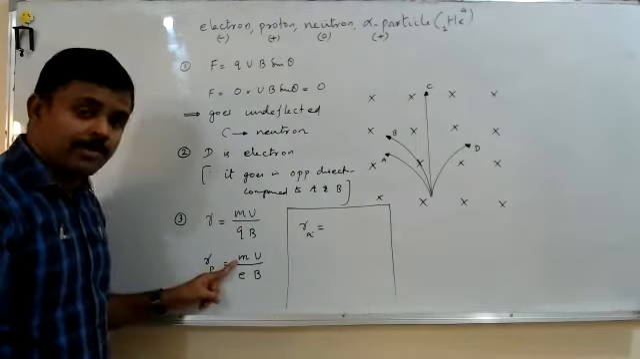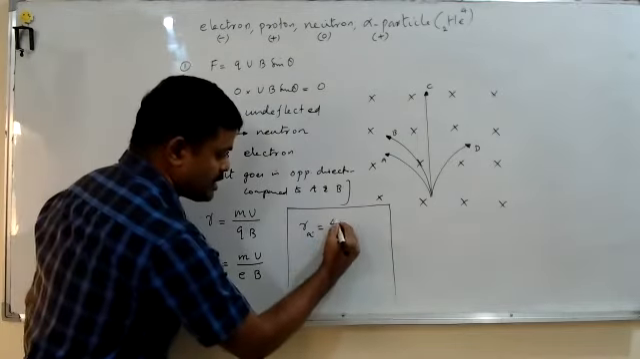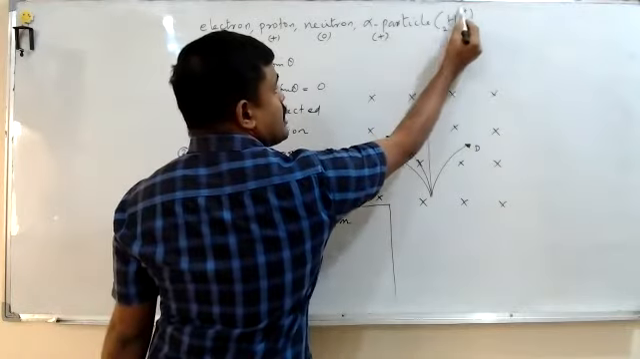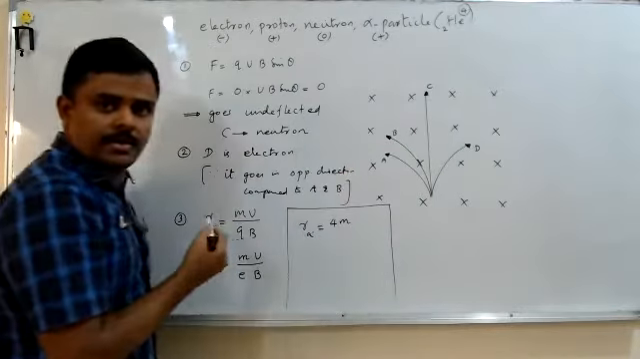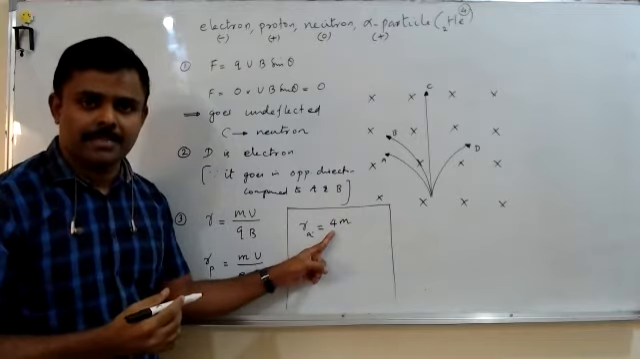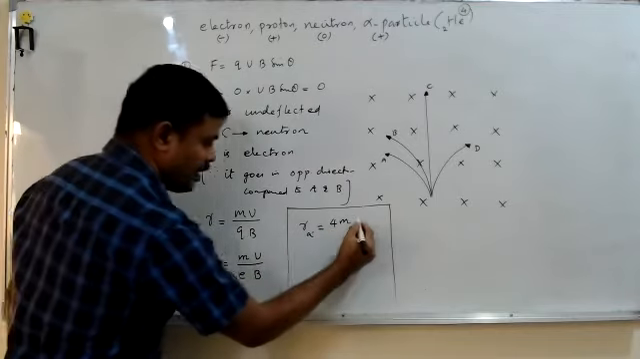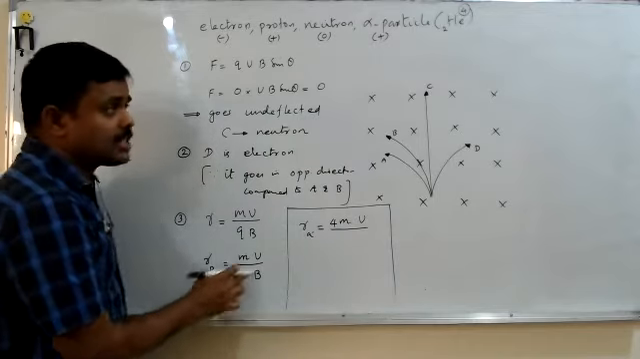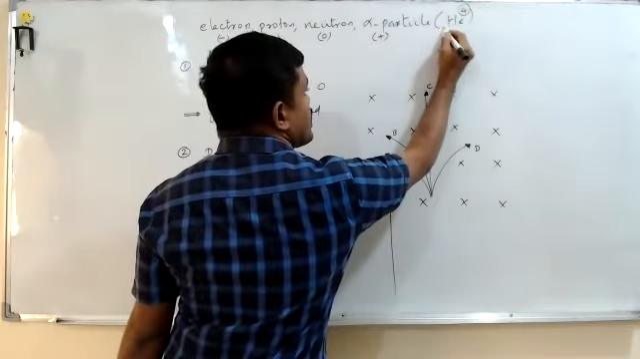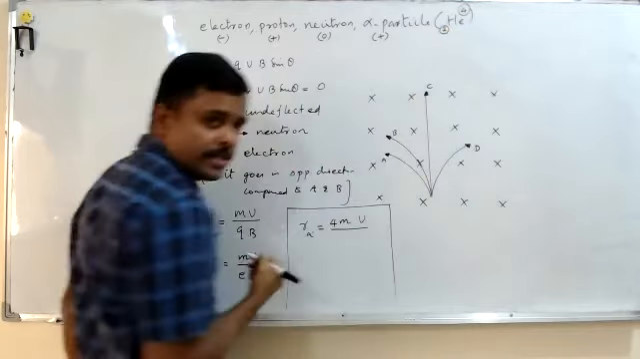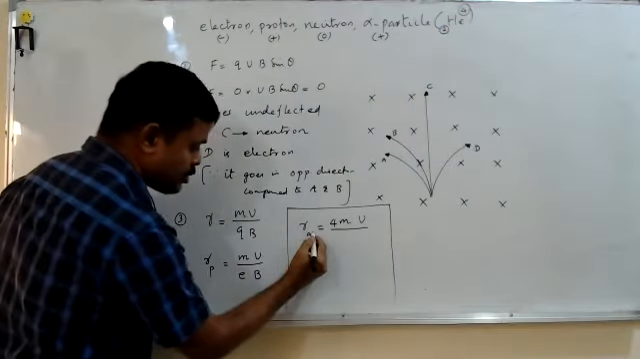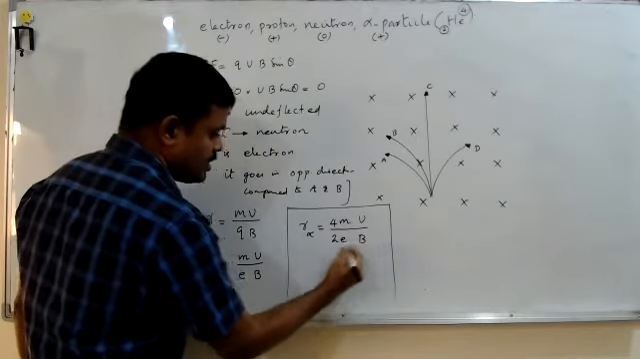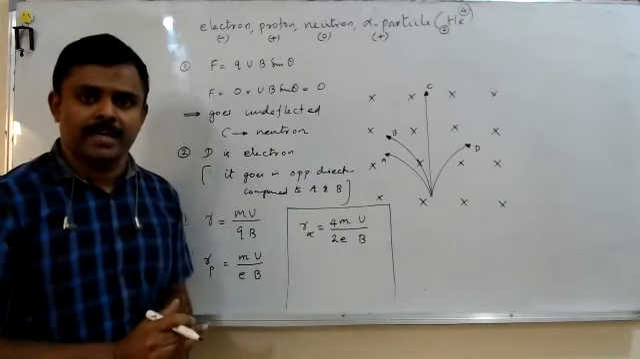I can put the mass. Alpha particle's mass is what? 4m. Why 4m? Look at the mass number here. Alpha particle is helium nucleus. The mass number is 4, so the mass is 4m, into velocity v, divided by the charge. Charge is what? Look at the charge number, the atomic number. It is 2. So in place of charge, I should be writing 2e here. And the magnetic field is the same because all are entering the same magnetic field.